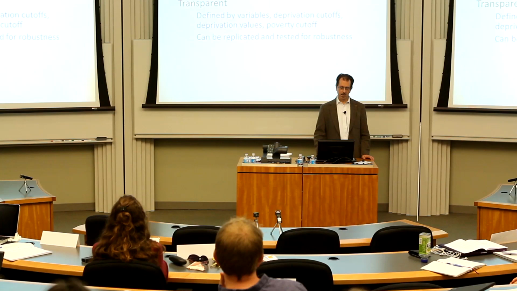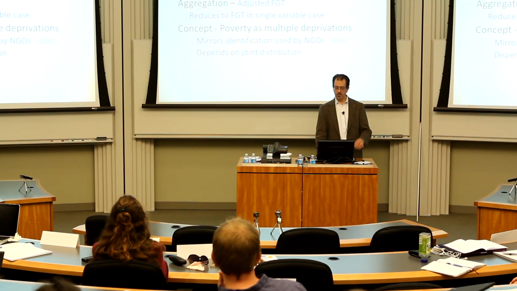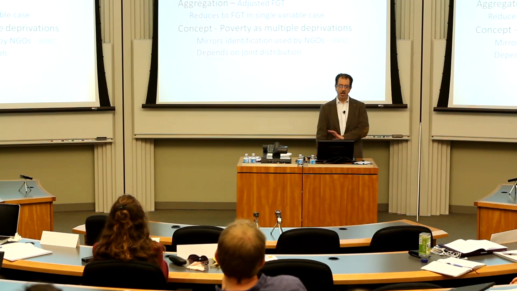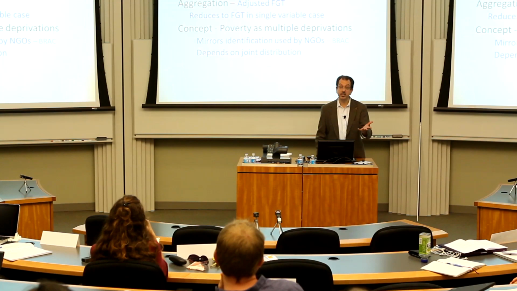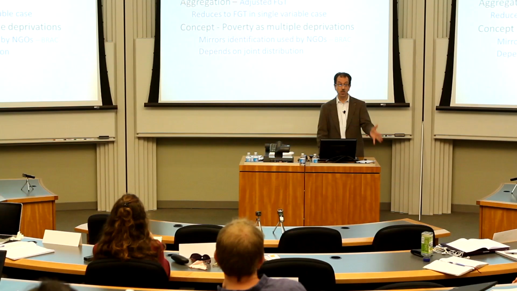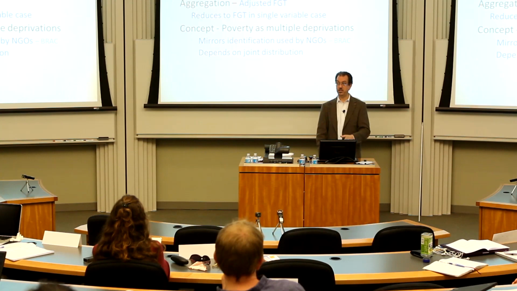Instead, I just want to summarize the results as to what this gets us. It's a dual cutoff approach. Deprivation cutoffs, poverty cutoff. Aggregation is FGT, and its poverty is multiple deprivations. You're identified as being poor when you are broadly enough deprived. That really makes sense. It's also dependent on the joint distribution, not on individual dimensions marginally considered. A person's achievements in all dimensions matter, and many people don't get this. Angus Deaton said we need to keep saying it again and again because people don't get it.